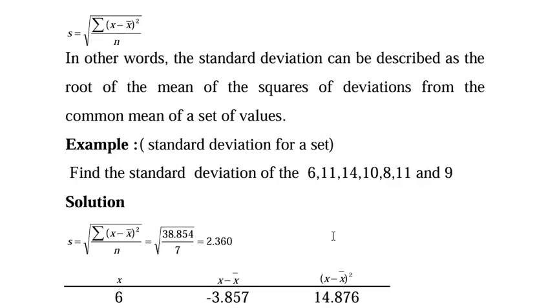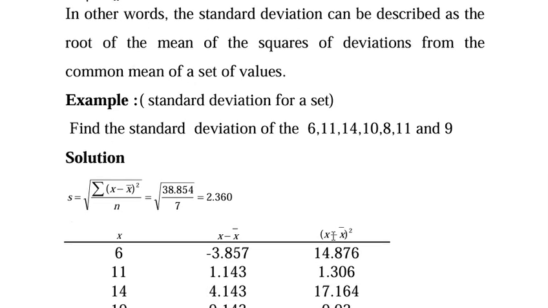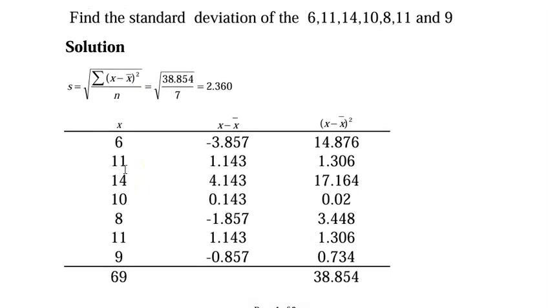Given 6, 11, 14, 10, 8, 11, and 9, find the standard deviation. How do we get a standard deviation? First things first, we need to calculate the variance. How do we calculate the variance? This is a table that will be very useful in calculating the variance. The variance is based on the difference between the mean and the x value. The values given here are the x values, so we write them like that.